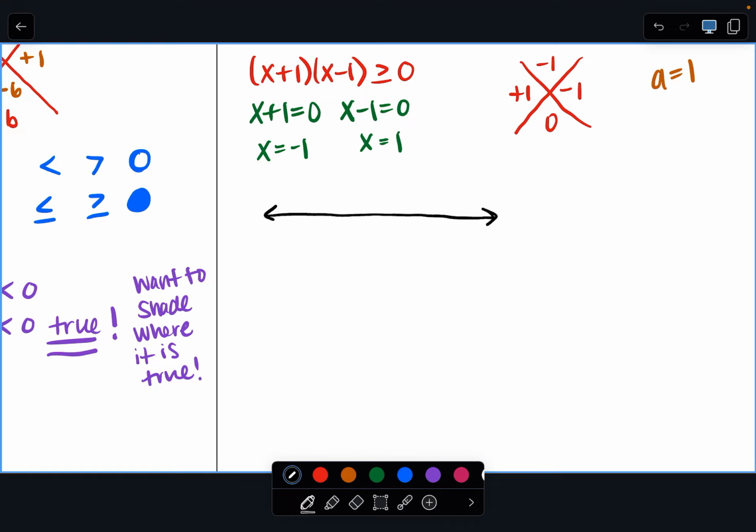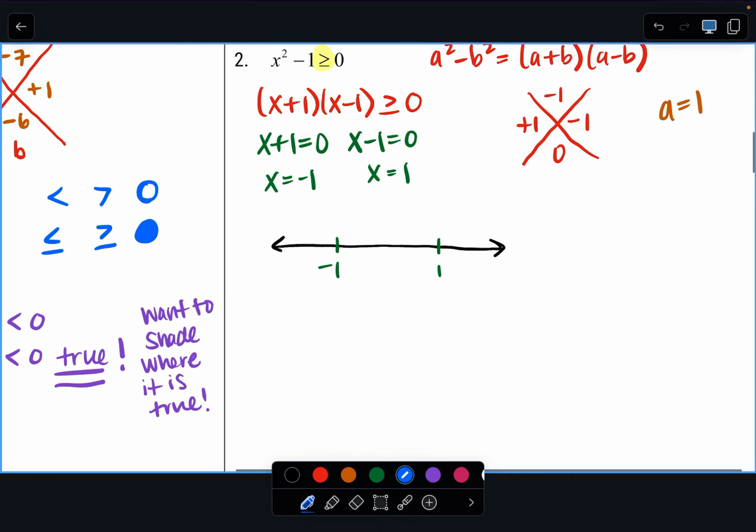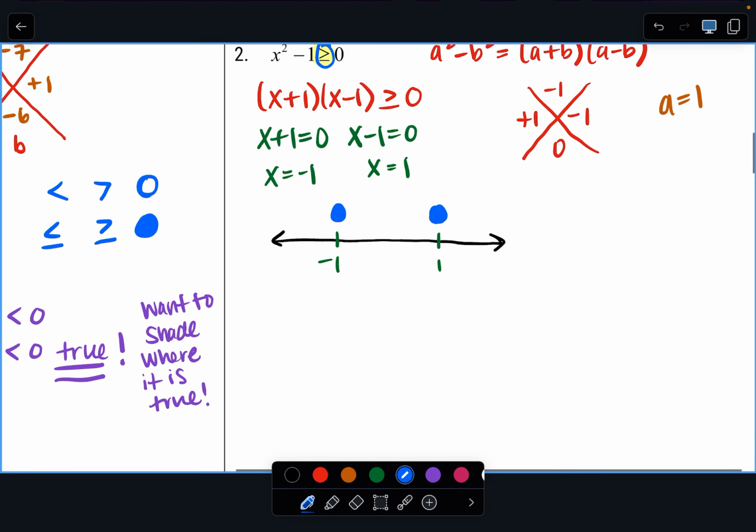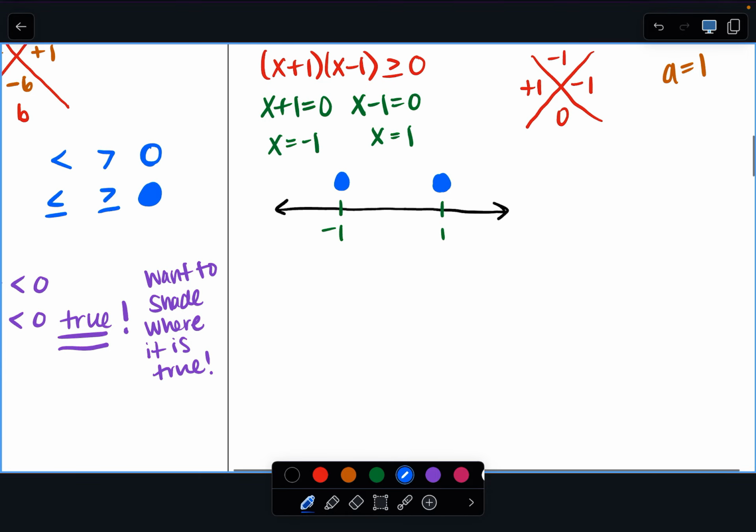You have to label it, you have to shade on it. So I'm going to go ahead and put my -1 and my +1. And because in the original problem we have the equal to sign, these are going to have filled in circles. That's going to be dependent on the question itself. The only thing that determines that is the question that we give you.